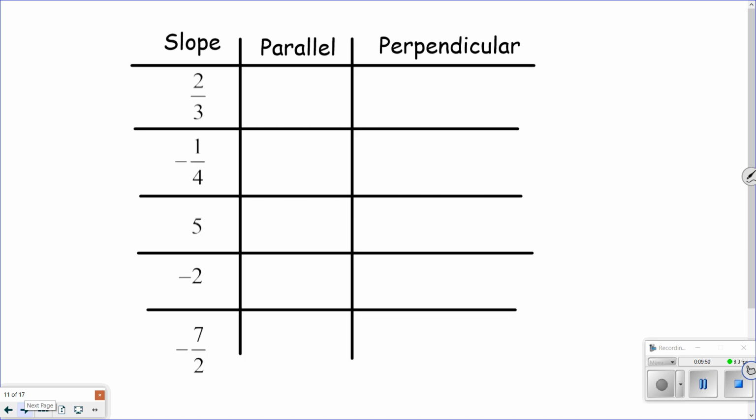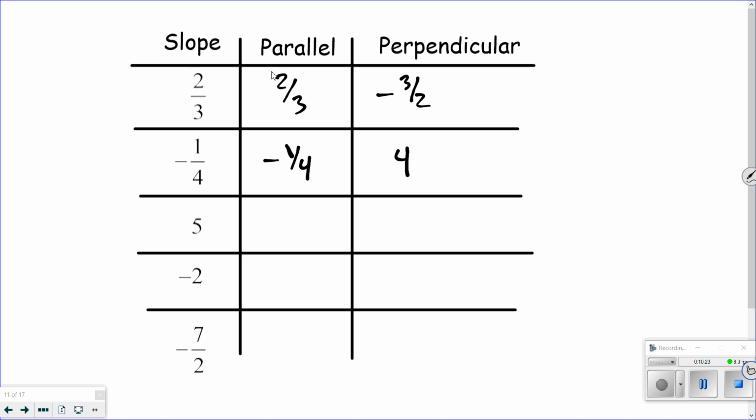If the slope is 2/3, if I have a line that's parallel to it, its slope will also be 2/3. If it's perpendicular, though, you do the opposite sign. So instead of being positive, it'll be negative, and you flip it over. So if one line has a slope of 2/3, the line perpendicular to it has a slope of negative 3/2. Okay, if the slope is a negative 1/4, the line parallel also has a slope of a negative 1/4. The line perpendicular, if you flip that over and change the sign, 1/4 becomes 4/1, which is just 4.